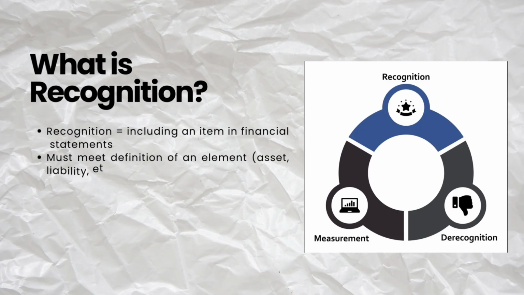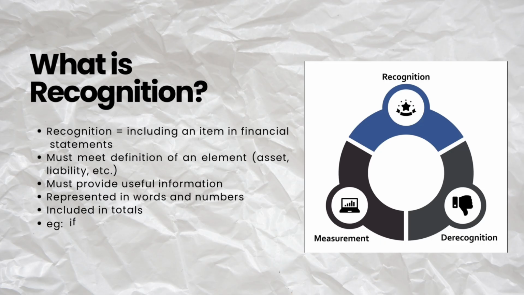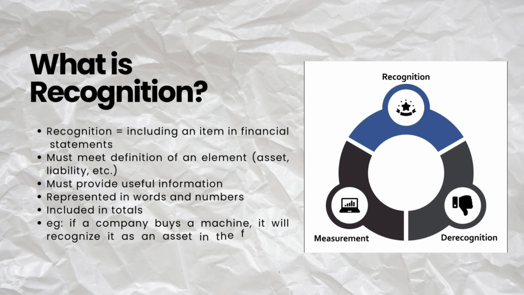For an item to be recognized, it must meet the definition of elements like assets or liabilities and provide useful information. It is represented both in words and numbers and included in the totals of the financial statements. For example, if a company buys a machine, it will recognize it as an asset in the financial statements.